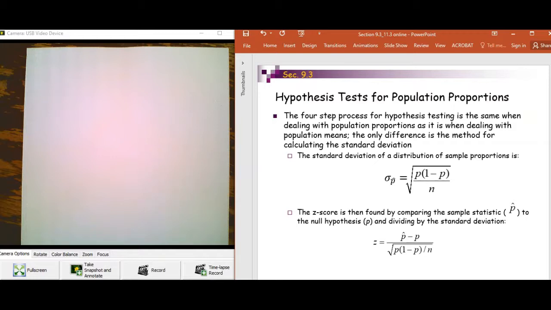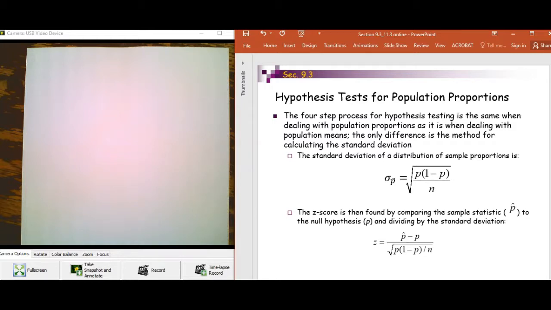Okay? So recall that the standard deviation of the sampling distribution for proportion was given as sigma equals the square root of p times q over n, and q is 1 minus p. That is our standard deviation for the sampling distribution. And we calculate a z-score in the following way: z is equal to p hat minus p divided by that standard deviation. So the process for testing any hypothesis here is similar, just the formulas change a little bit.